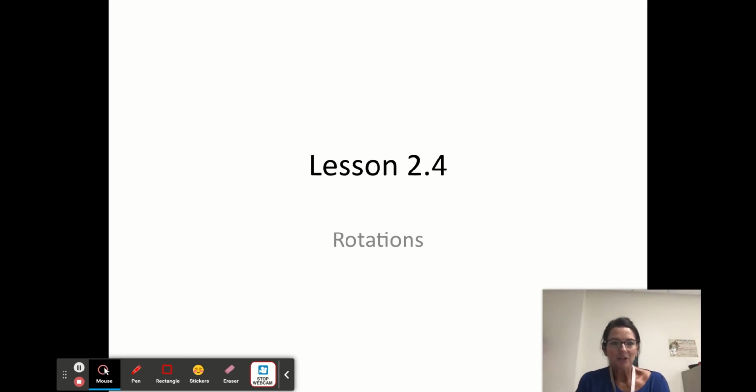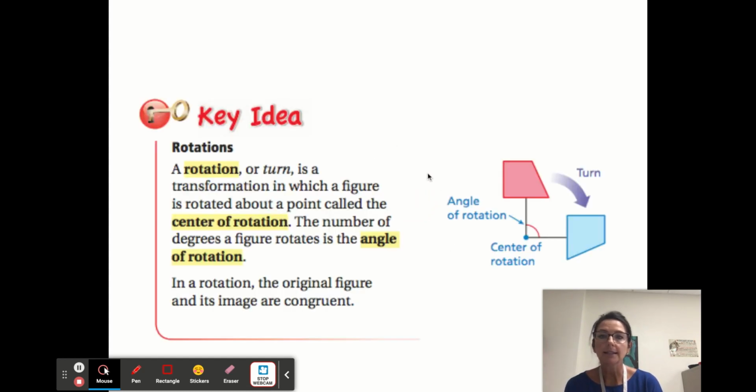Okay, so we're going to do lesson 2.4. This is going to be rotations. And we're going to learn a little bit about the notation and how to rotate them clockwise, counterclockwise, and so forth. So let's see what that looks like.